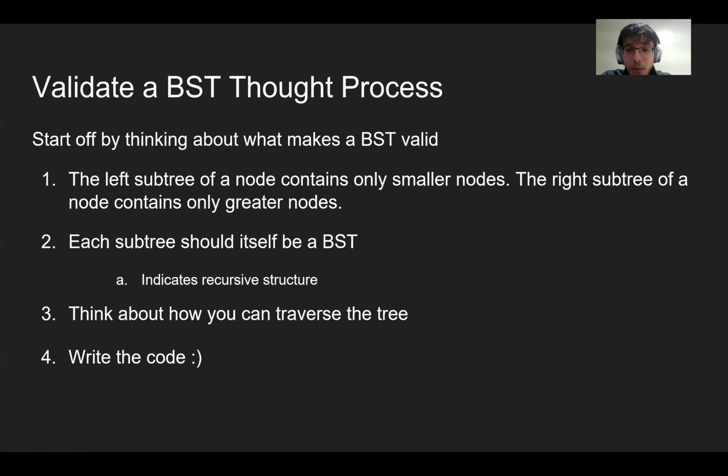Yeah, so you can start off by thinking about what makes it valid. The left subtree of the node contains only smaller nodes. The right subtree of the node contains only greater nodes. So each subtree itself should be a binary search tree. That's what indicates the recursive structure. Think about how to recurse the tree and then write the code. So you can work on that. And the code is on the next slide.